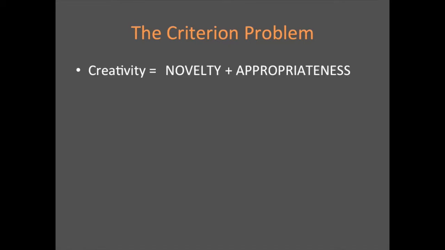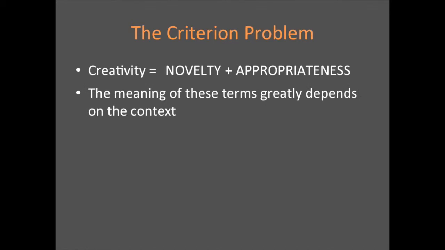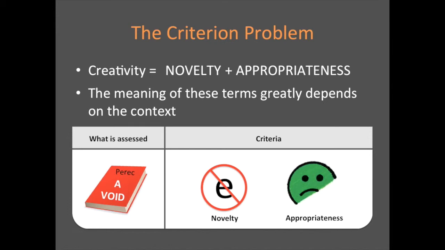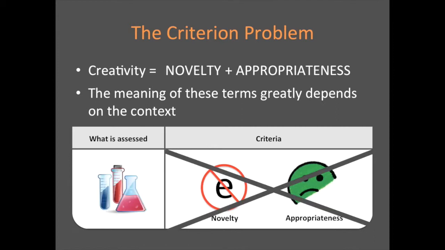Creativity is generally defined as what is both novel and appropriate. The problem is that the meaning of these terms greatly depends on the context. Let's take an example. One could say that A Void by Georges Perec is quite creative because it was the first novel entirely written without the letter E, and because it conveys an acute sense of personal incompleteness. But these criteria are quite specific. They could not be applied to assess the creativity of, say, a chemical experiment, a painting, or a space engineering project, or maybe just another novel.